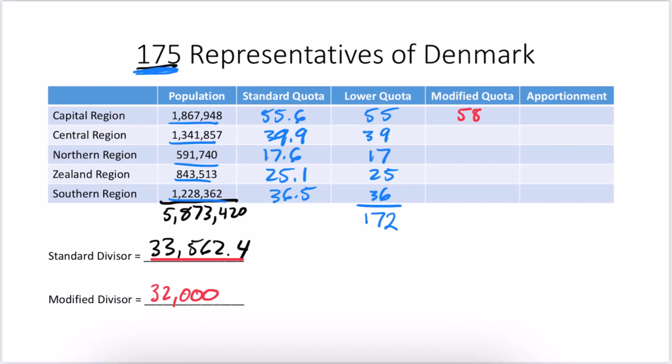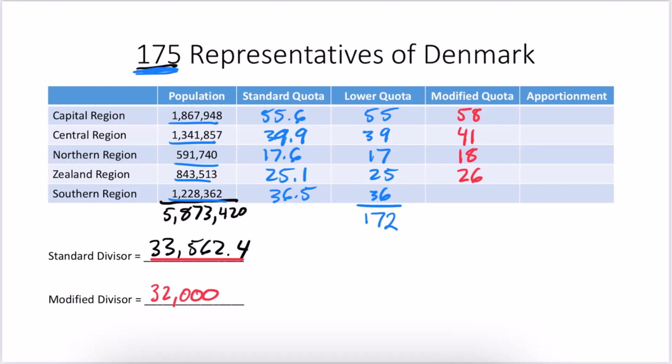So 1,341,857 divided by 32,000. And that gives me the number 41. So that would be that modified quota. Then I would do the same thing for the northern region. And I'd say, okay, well, I have 591,740 divided by 32,000. And that would give me a lower quota of 18. Then I would do 843,513 divided by 32,000. And that gives me a lower quota of 26.